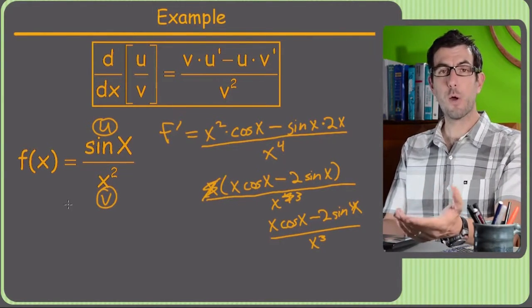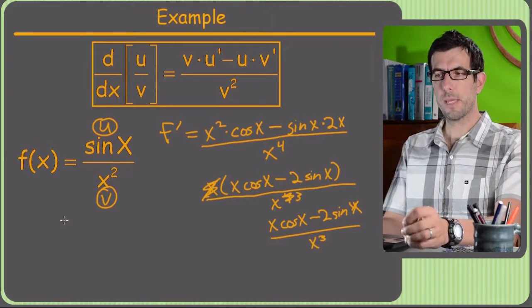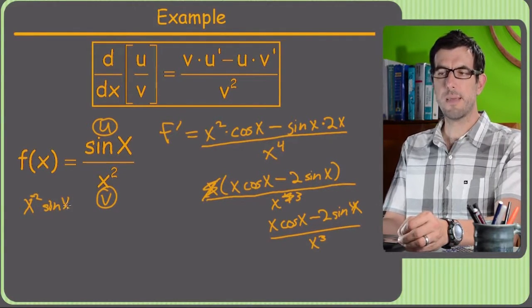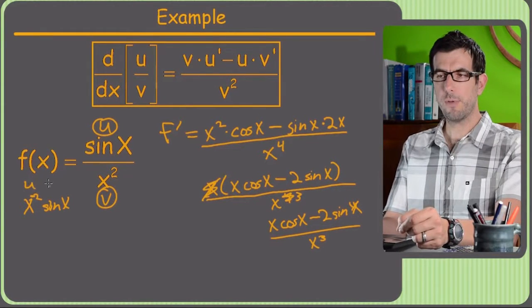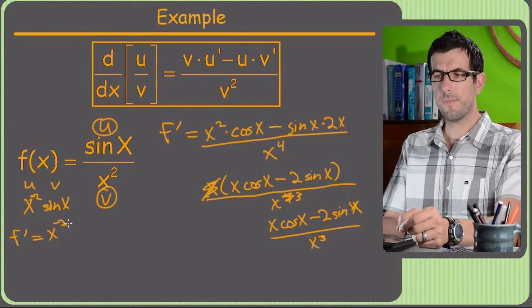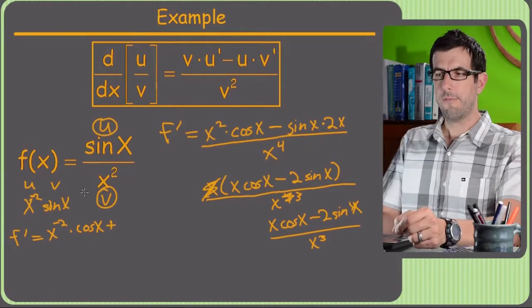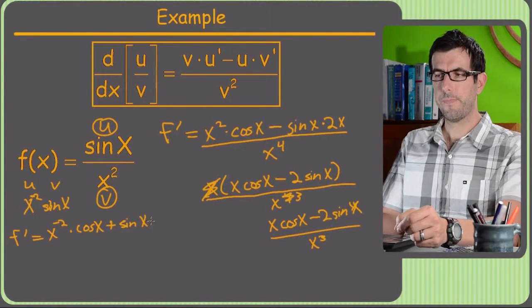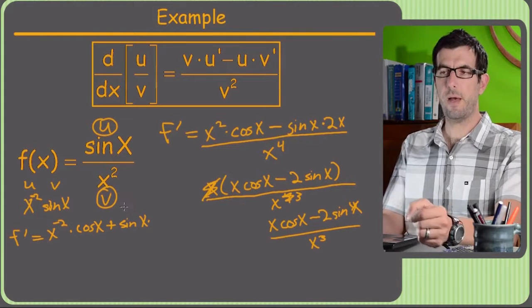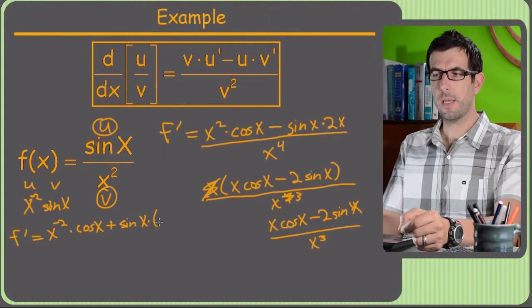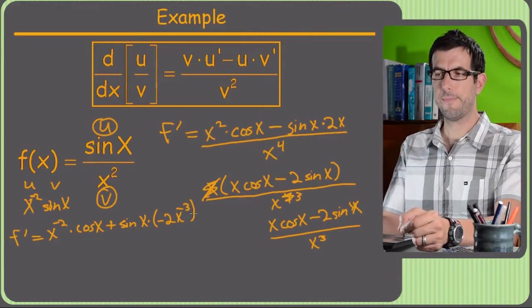Let's try working it as a power rule problem, like I suggested at the beginning of this video. So we could rewrite this as x to the negative 2 times sine x. That's the same thing, algebraically identical. So label one of them u, label one v. So f prime, in this case, is going to be u, which is x to the minus 2, times derivative of v, which is cosine x. Then we're going to add v, which is sine x, times derivative of the other thing. So what's the derivative of x to the minus 2? It'll be negative 2 x to the negative 3.